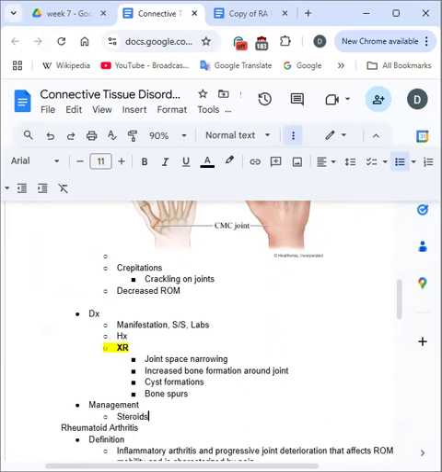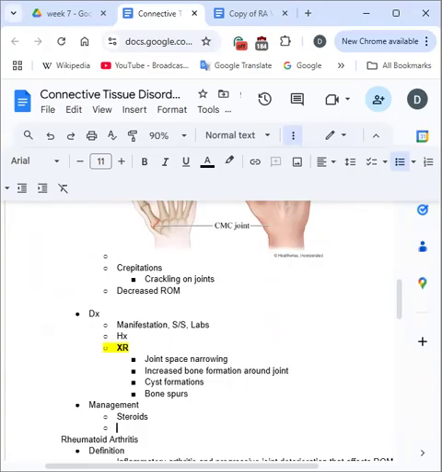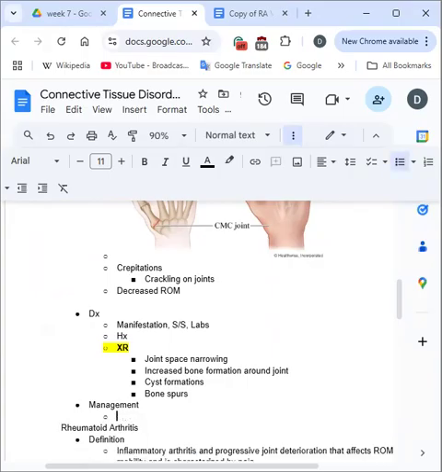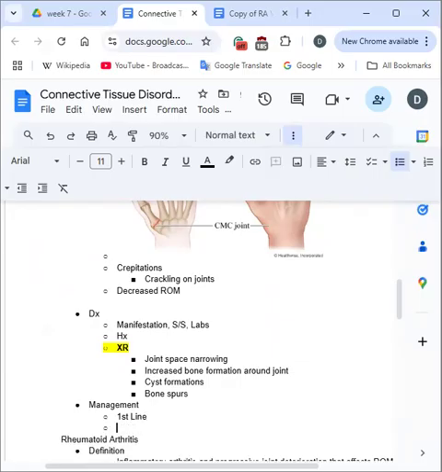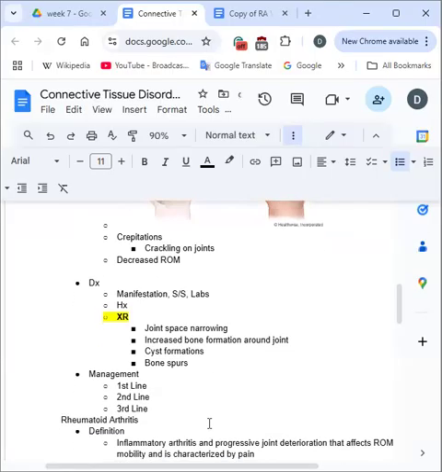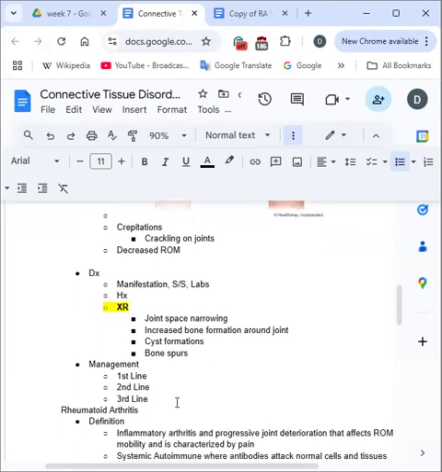Okay. Yeah, you can use steroids and NSAIDs. I'll kind of separate between first line, second line, and third line just to have some context. So we mentioned NSAIDs and we mentioned steroids. In terms of first line, second line, third line, where would they go?